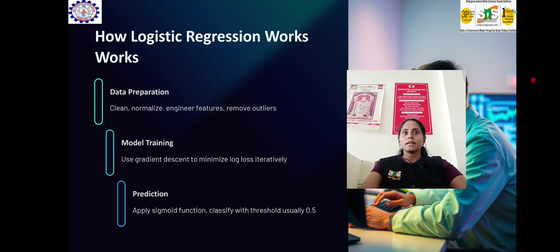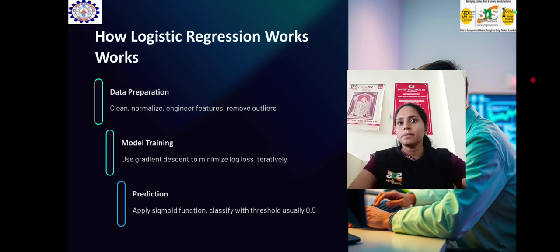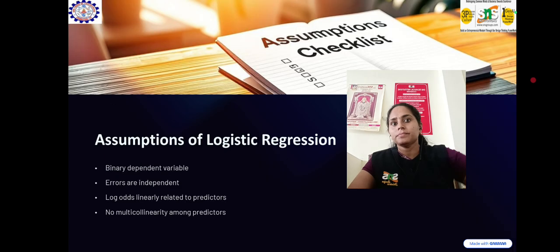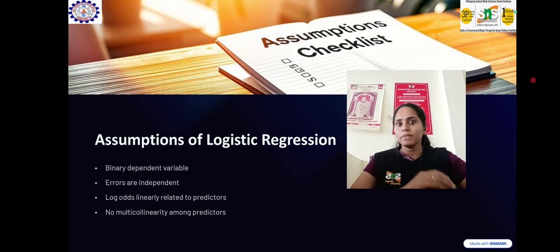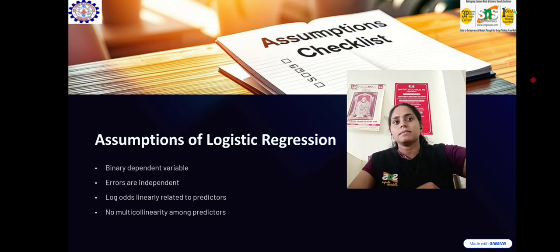How logistic regression works: data preparation, model training and prediction. And the assumptions of logistic regression are a binary dependent variable, independent errors, log odds linearly related to the predictors, and no multicollinearity among predictors.